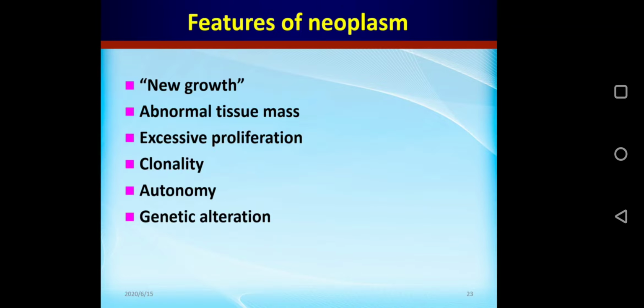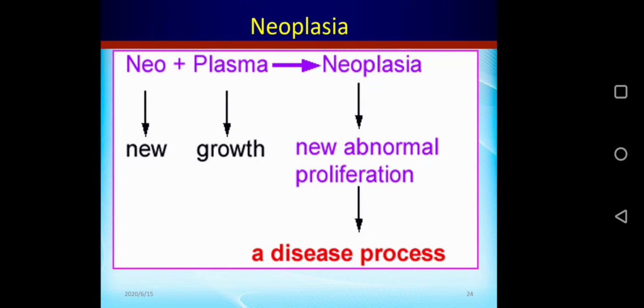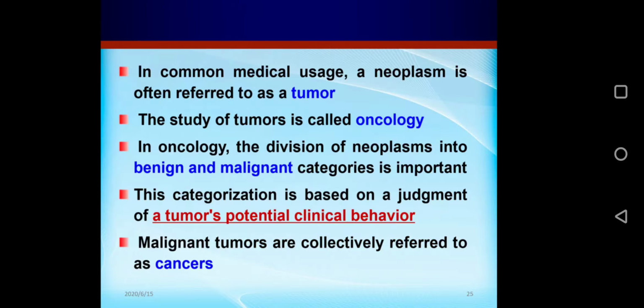The features of neoplasm are following. The first is abnormal tissue mass, the second is excessive proliferation, the third is clonality, the fourth is autonomy, and the last is genetic alteration. So the growth of neoplastic lesions is uncontrolled. Neoplasm means a new growth. Neoplasia means the process of tumor formation. In common medical usage, a neoplasm is often referred to as a tumor. So neoplasm is the same as tumor.